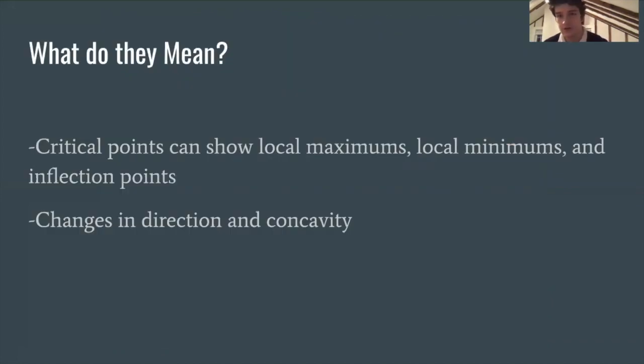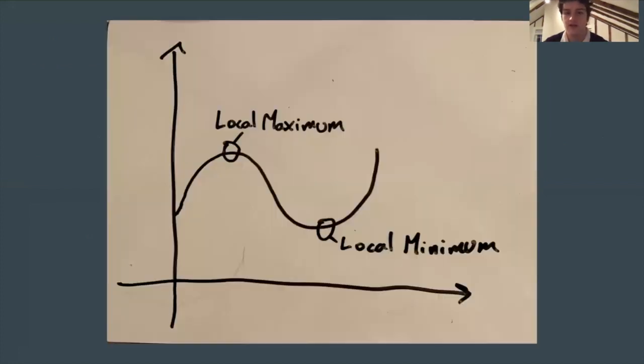Now, what do critical points really mean in a graph? Critical points show local maximums, local minimums, and inflection points, or anywhere the graph changes in either direction or concavity. Here's an example of a local maximum we see on the left and a local minimum we see on the right. Those are both critical points because there the slope of the graph is equal to zero.